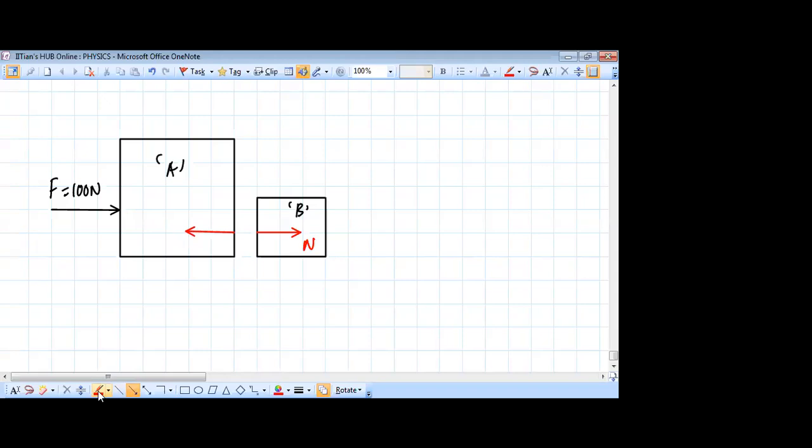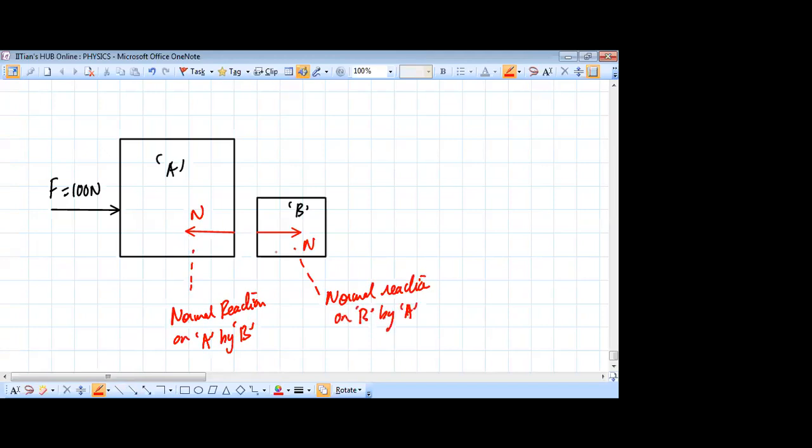So this is an action-reaction pair. This is the force, the normal reaction on E by B, and this one is the normal reaction on B by E. So they are equal and opposite. Okay, so they are an action-reaction pair.